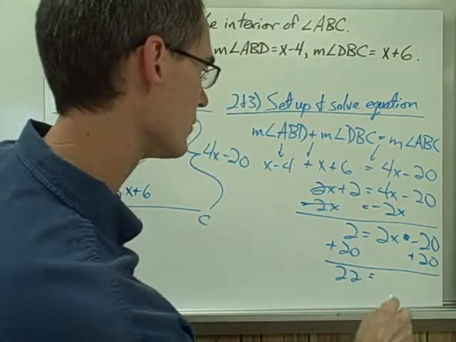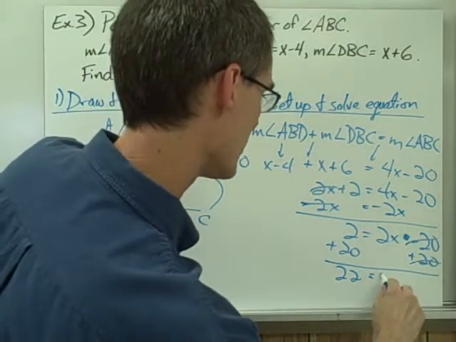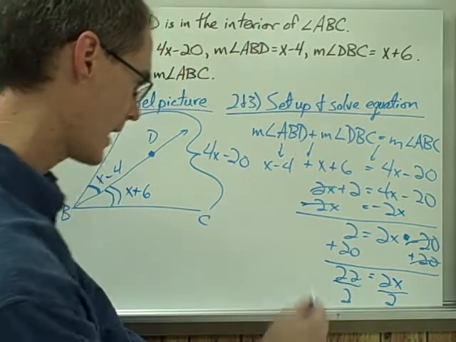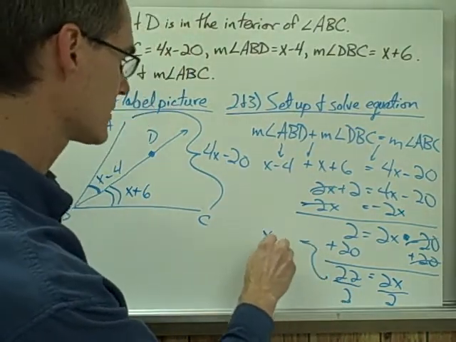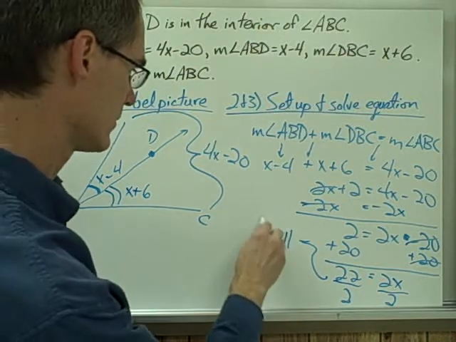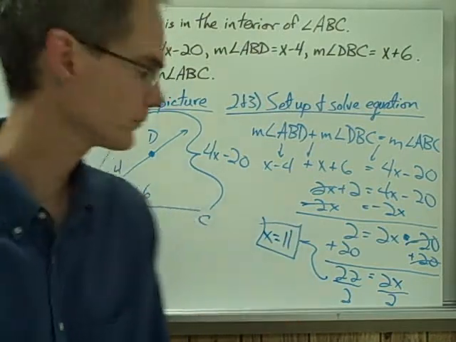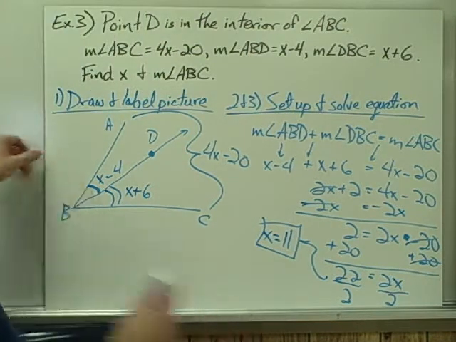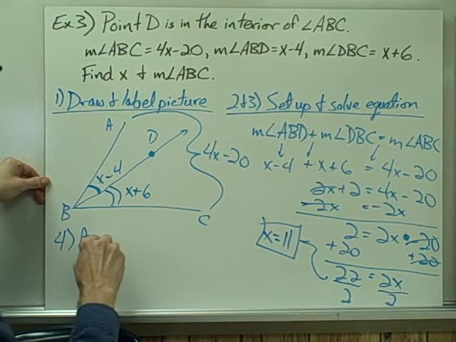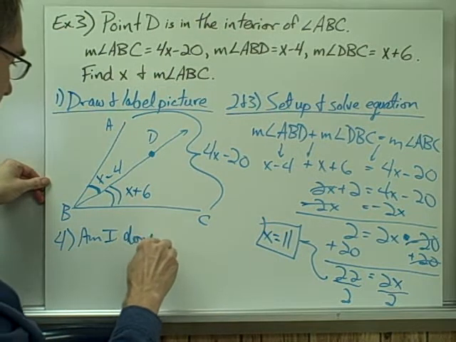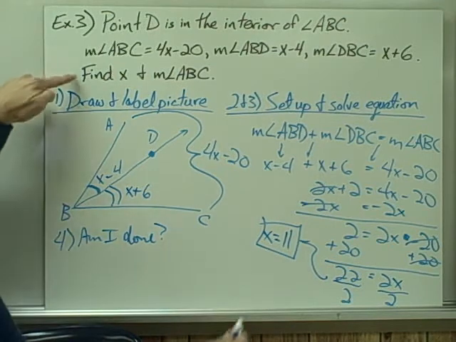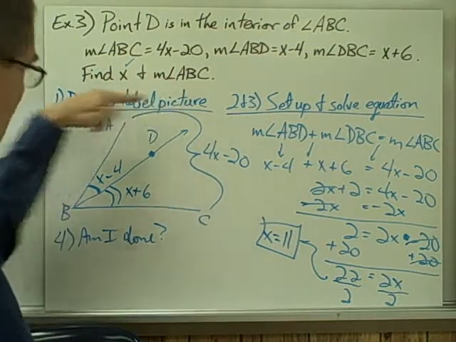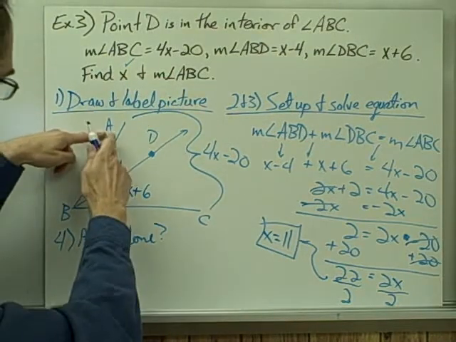I have 22 equals 2x. Now I want to divide each side by 2, and I have x equals 11. Now I need to remember step 4, which is to ask myself, am I done? And let's see. My problem says to find x and the measure of angle ABC. Well, I have x, but I don't have the measure of angle ABC yet.